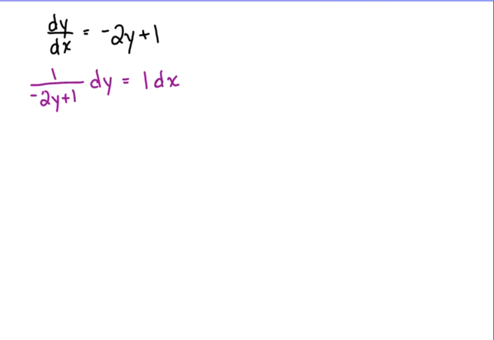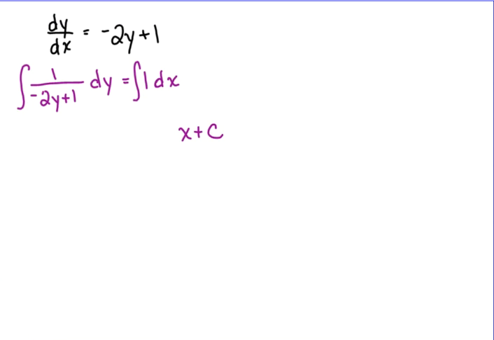So let's say dy over dx is equal to negative 2y plus 1. Okay, let's do this one. So we still have to move everything like we did the last time. So we divide by the negative 2y plus 1 to get it on the dy side. We multiply the dx over. So we've got 1 dx. When we integrate both sides, integrating the right side, not a big deal. That's just x plus c, right?